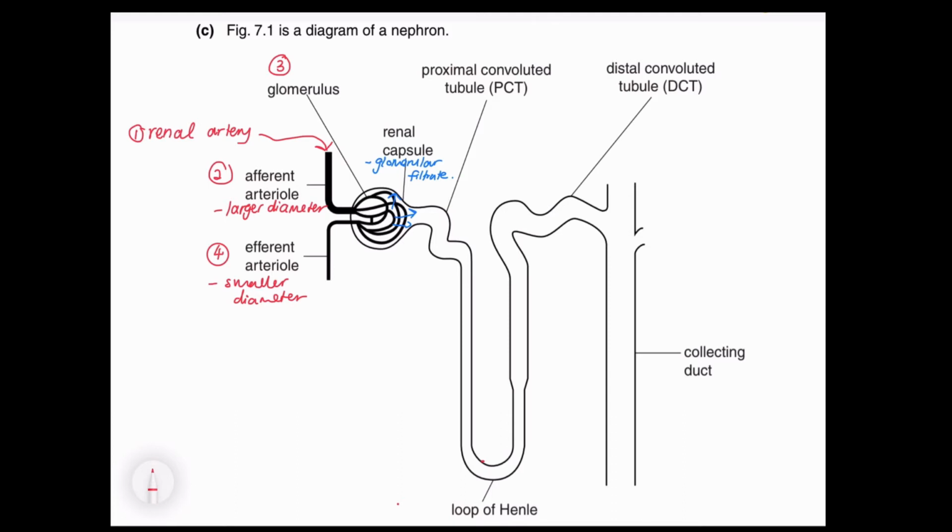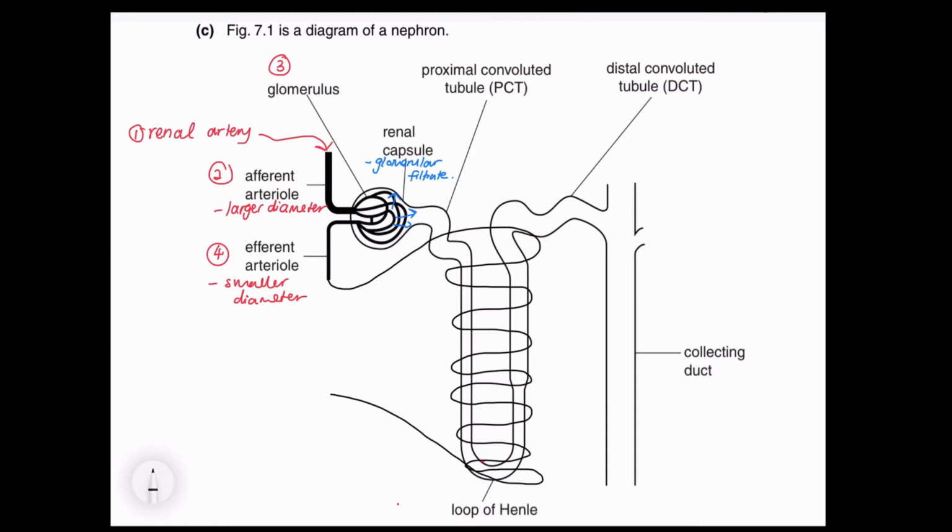So I'm going to show the extension of the blood vessels. From the arteriole, you will usually see blood capillaries surrounding the PCT and DCT. And moving downwards to the medulla region, surrounding the loop of Henle and the collecting duct, before they return to the blood circulation via the renal vein.